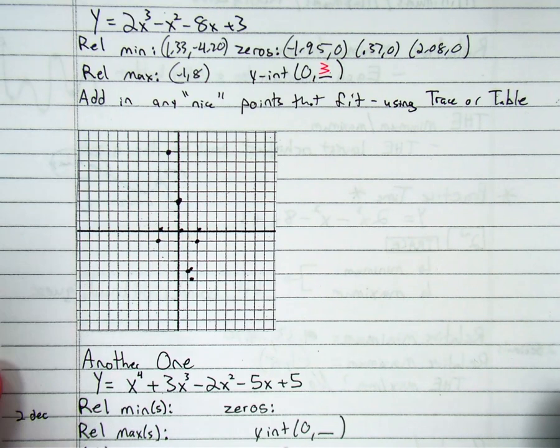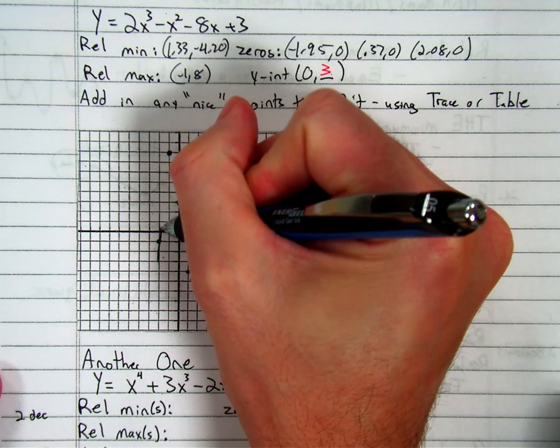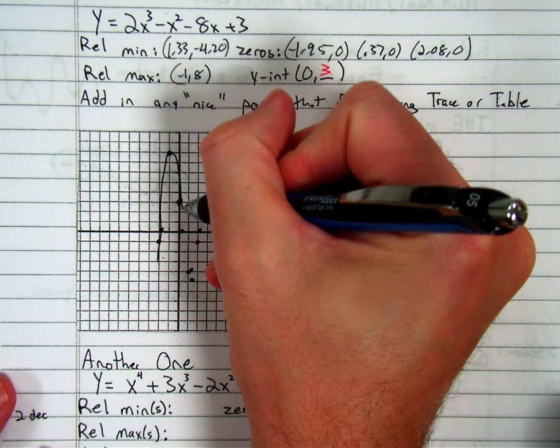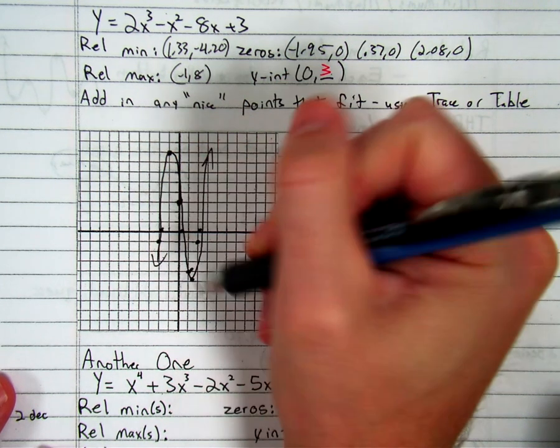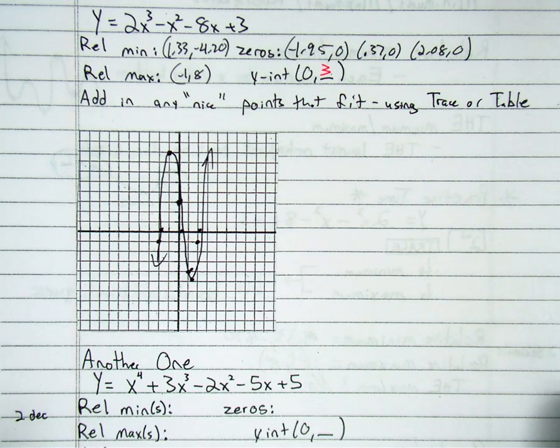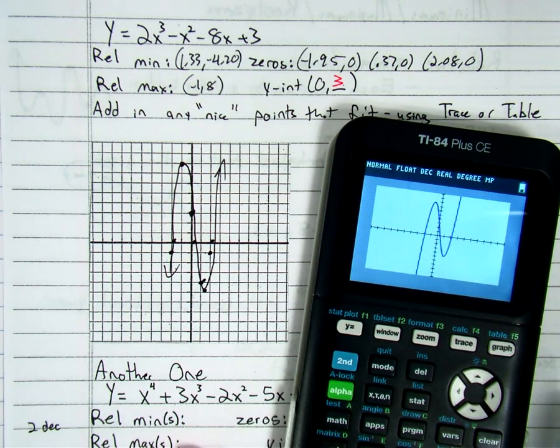All right, and then we do our best to smooth it out. Okay, and there we go. It should be pretty close to looking like that. Make sure to put arrows on the ends because they go on forever.